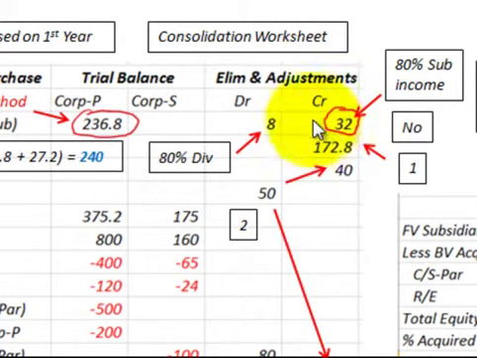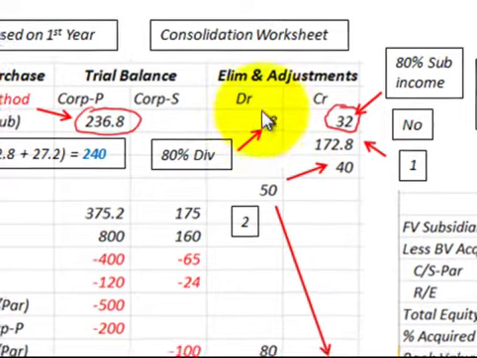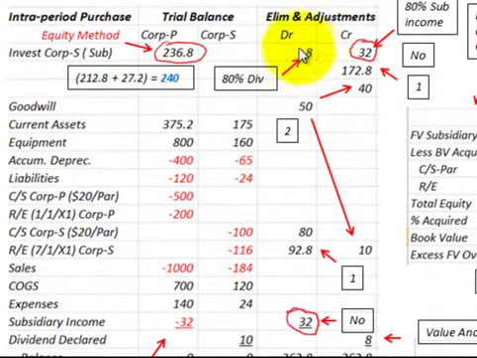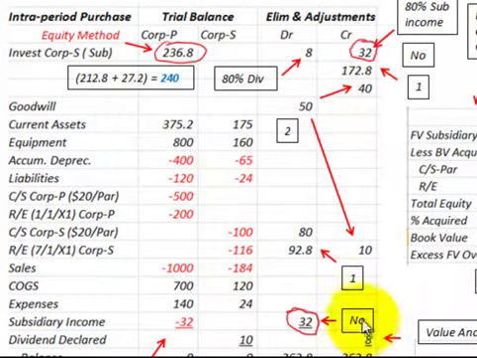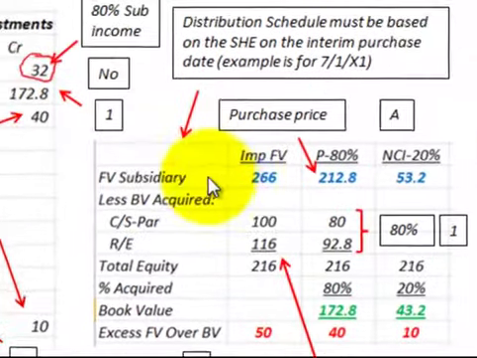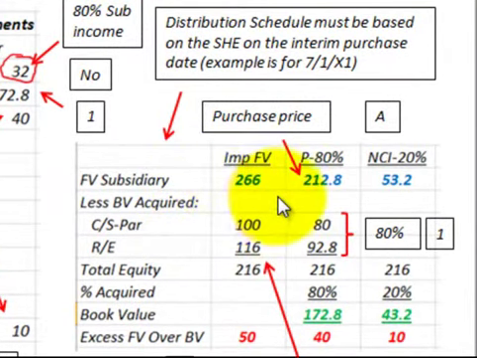So the only income that we'd have to eliminate would be the dividends received from the subsidiary, and in that case, we would have debited our investment account in the corporation for $8,000, and then we would have credited the dividends declared for $8,000. So we wouldn't have to eliminate any of this subsidiary income using the cost method. And then other than that, we'd go down and look at our distribution schedule, and that would be the same for the cost method versus the equity method.